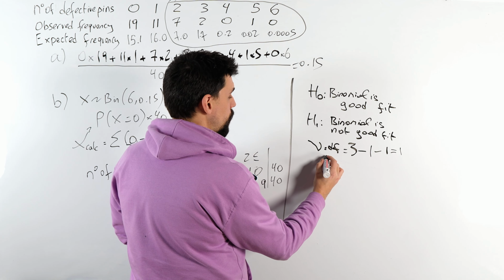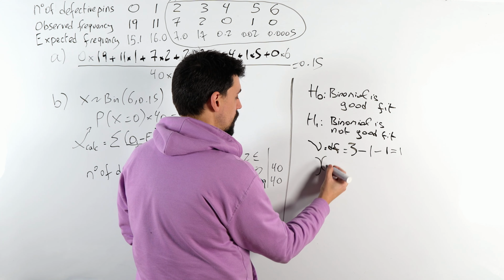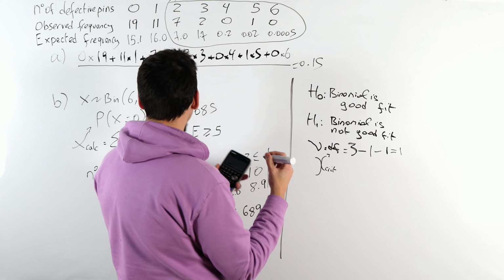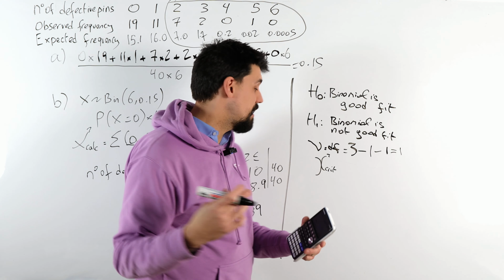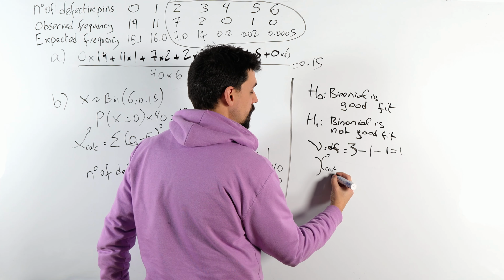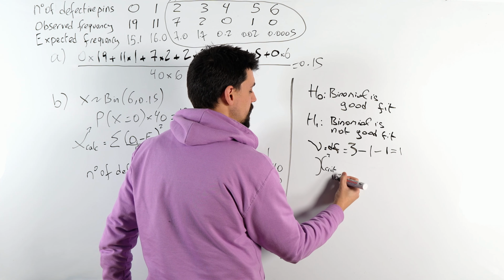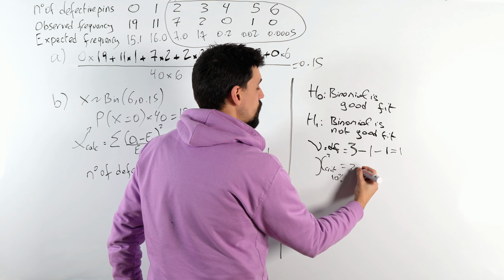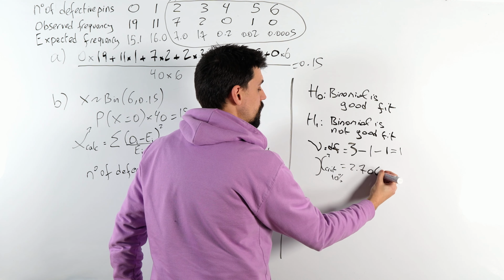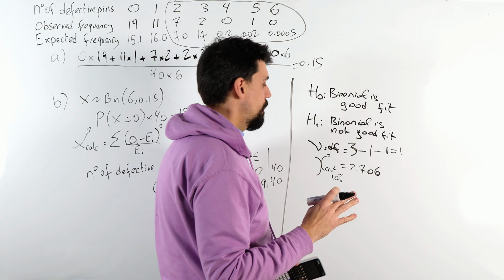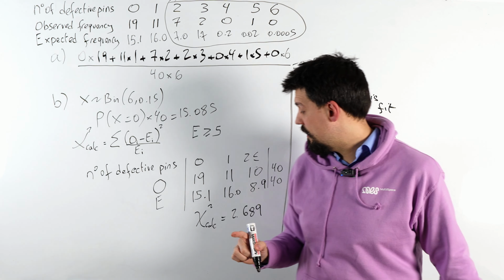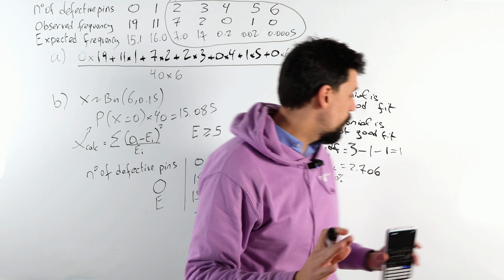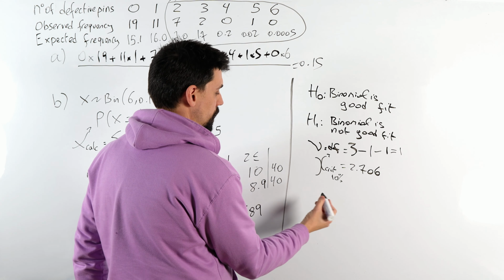But we can find that the critical chi-squared value, the question, if you remember from the setup, wanted a 10%. All right, so the critical value at 10% for 1 degree of freedom is 2.706. All right, and remember, our calculated number was 2.689. Do we reject, yes or no?